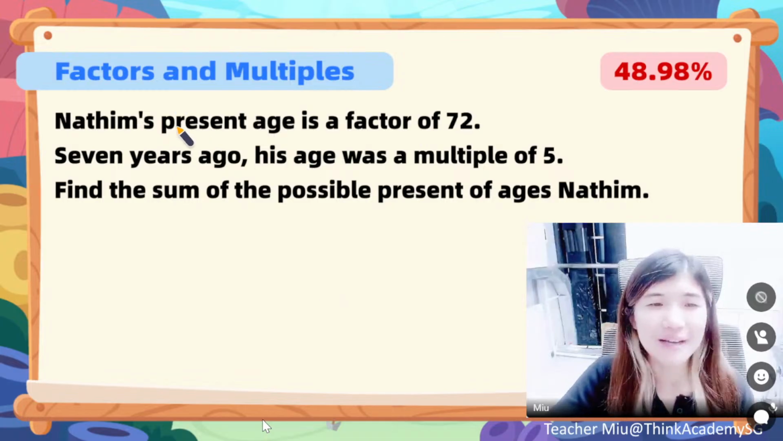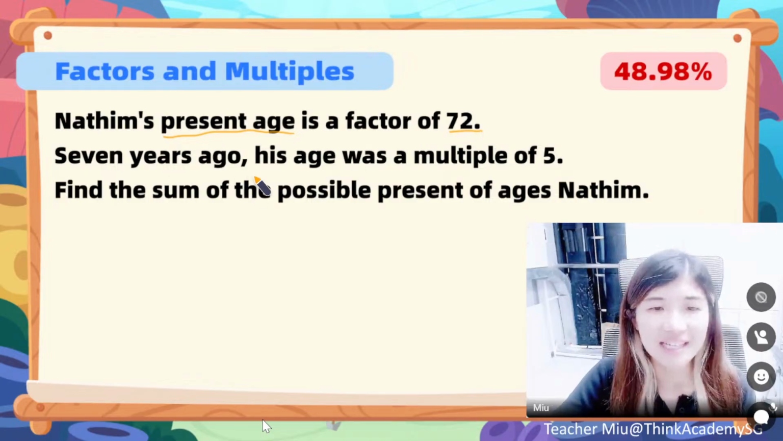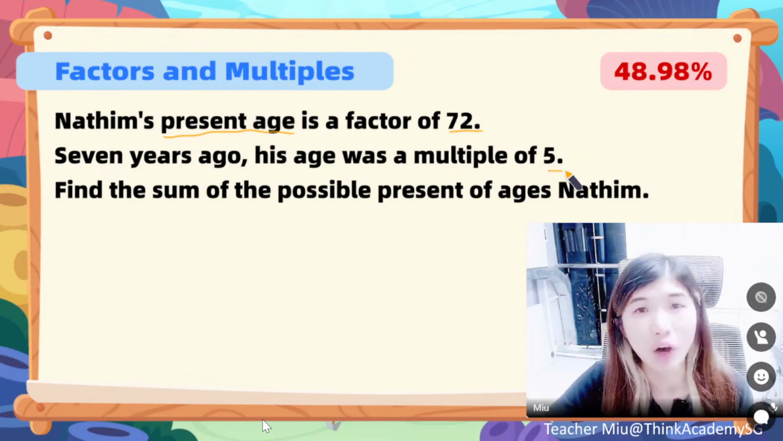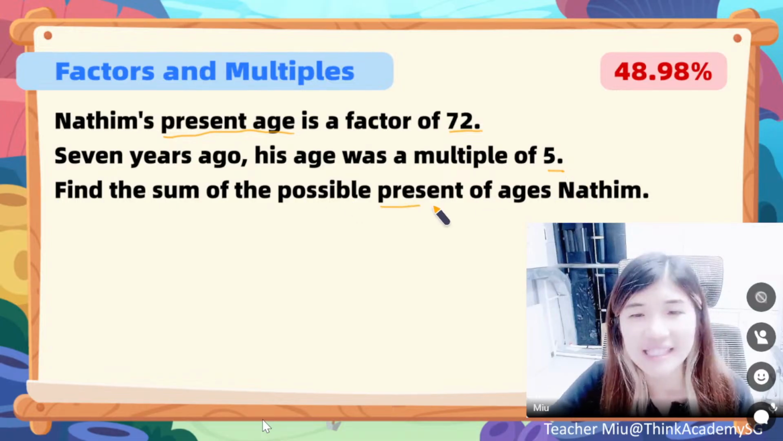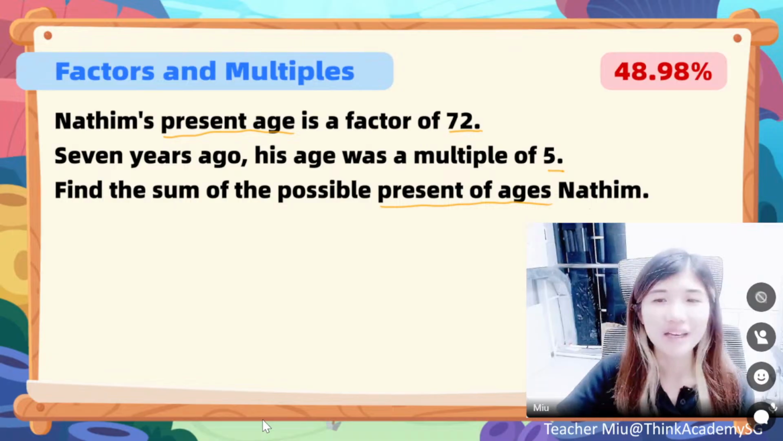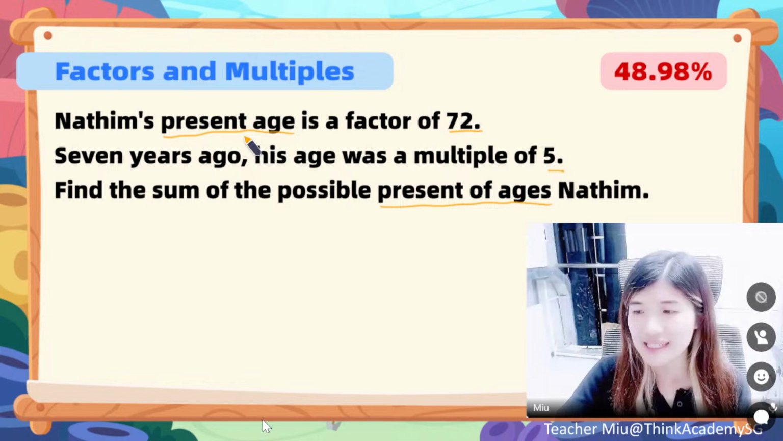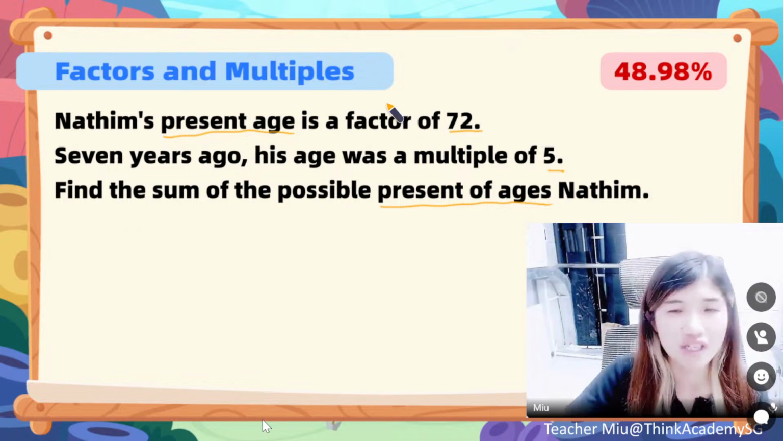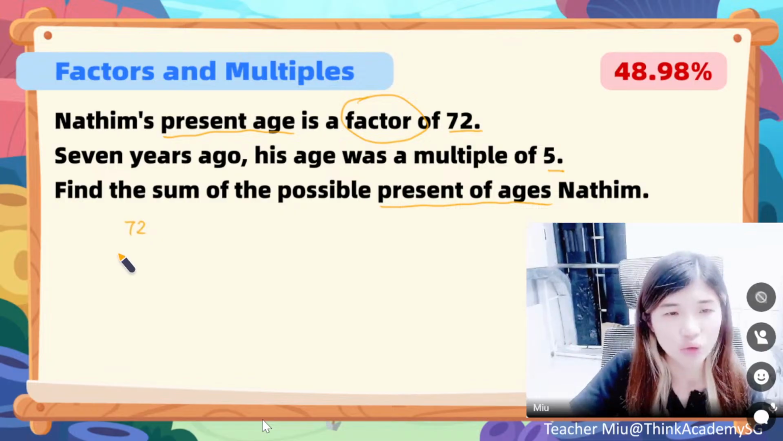It's about somebody whose present age is a factor of 72. Now 7 years ago, his age was a multiple of 5. Now find the sum of the possible present ages of him. Oh, how can we find out? First things first, let's find out his present age. What can it be? So just find all the factors of 72, right? So for 72, start from 1. It can be 1 times 72, right?